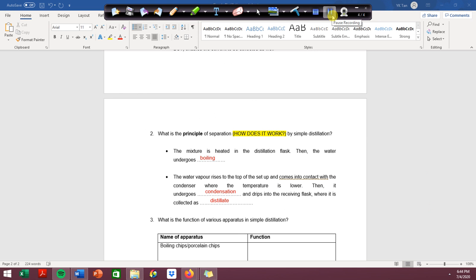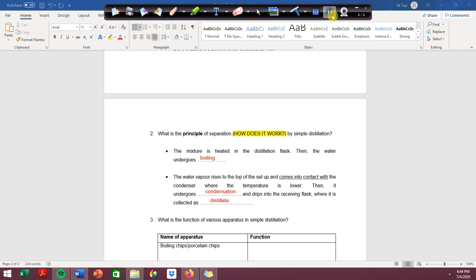Okay, so now we're going to move on to the principle of separation by simple distillation. Remember I said this before, when we ask for principle of separation, we are actually looking at how it works. So first, the mixture, in this case seawater, is heated in a distillation flask where the water will boil. Next, after water boils, it gets converted to water vapor.